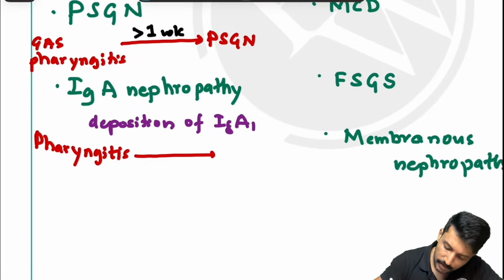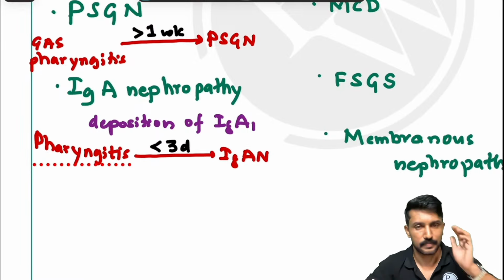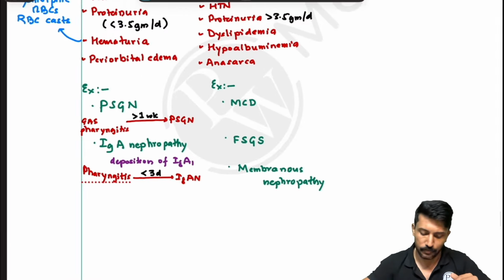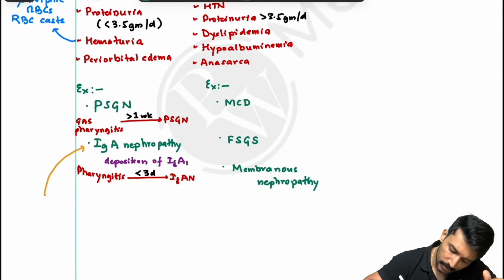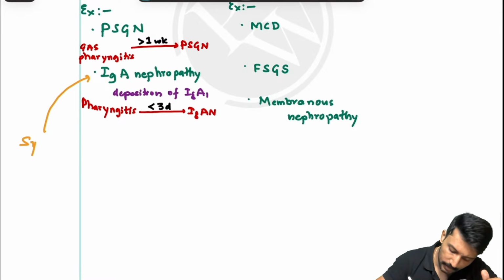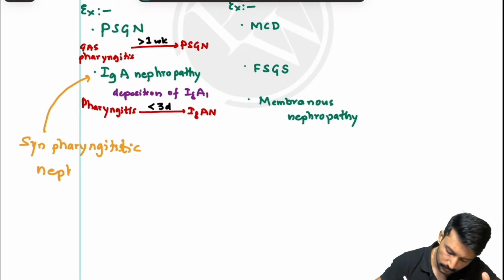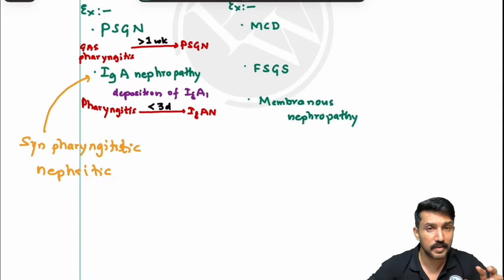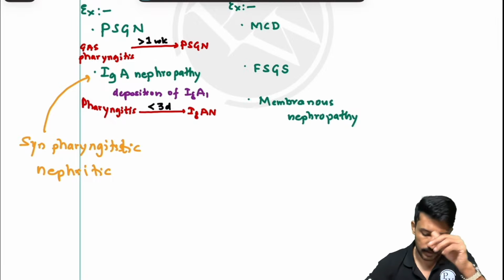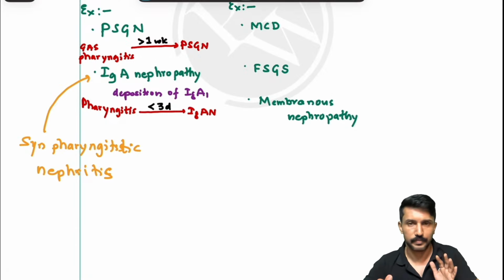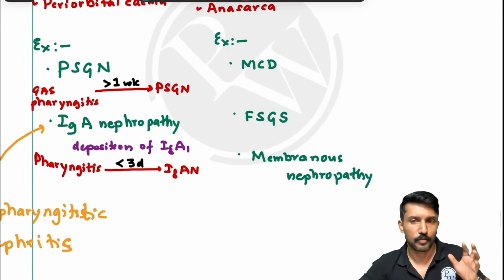But here, from pharyngitis to IgA nephropathy usually progresses in less than 1 week, usually less than 3 days. So IgA nephropathy is also called synpharyngitic nephritis. It is called synpharyngitic because almost simultaneously the nephritis is occurring. But PSGN is post-streptococcal glomerulonephritis. Okay, clear? So similarly, minimal change disease, I'm not going to talk much about it.